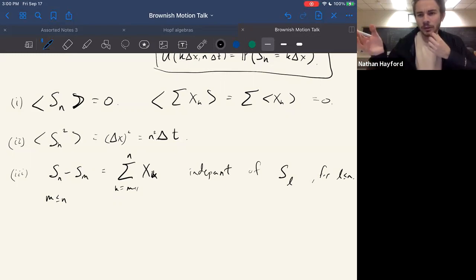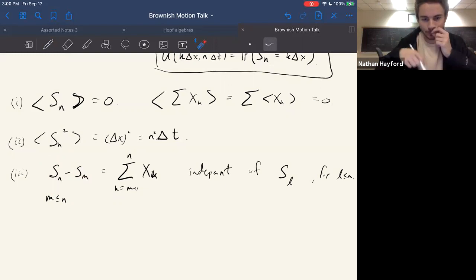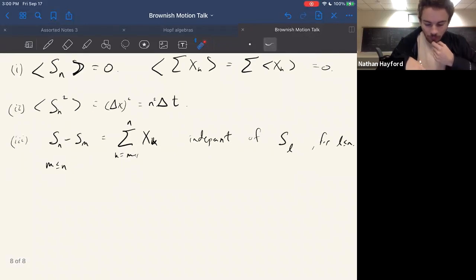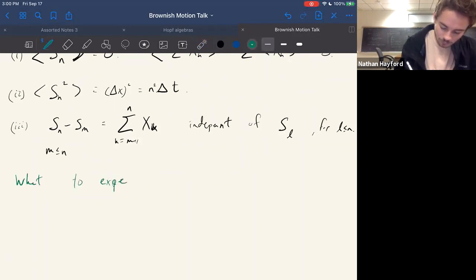And I can also look at the distribution. You'll find that the distribution of this random variable, Sn minus Sm, is binomial, with width n minus m. Or maybe n minus m plus 1, but it doesn't matter too much. So all three of these properties are telling us something about what we expect in the continuum limit. So in the continuum limit, what analogs should we expect? This is the last thing I'll say and I'll be done: what to expect in the continuum.